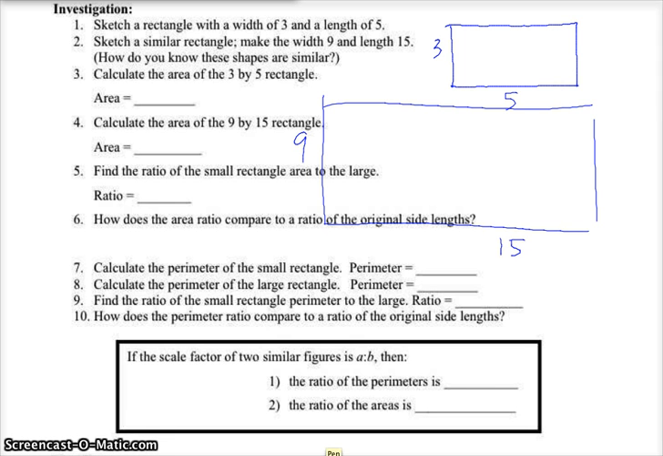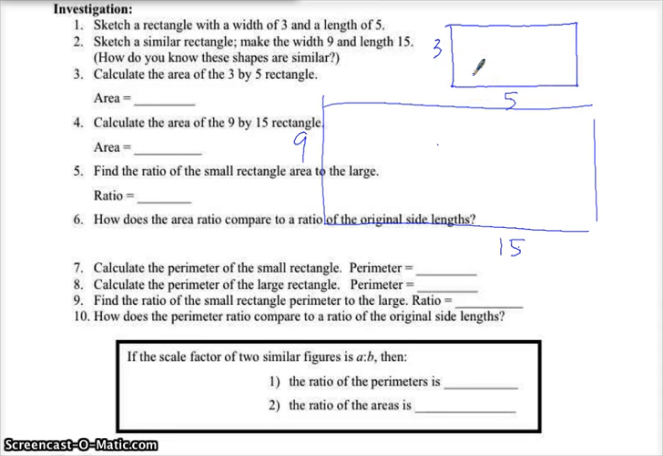Okay, so it says, how do you know these shapes are similar? Well, how do I know? Because if I'm going to make a length of 9 and 15, 5 times 3 is 15, 3 times 3 is 9. They're both on a scale factor of 3. So this larger one is 3 times bigger than the smaller one.